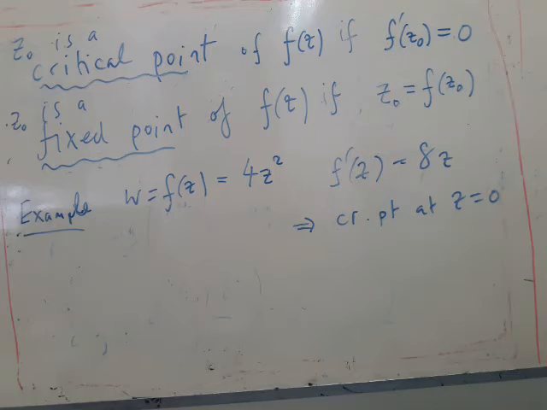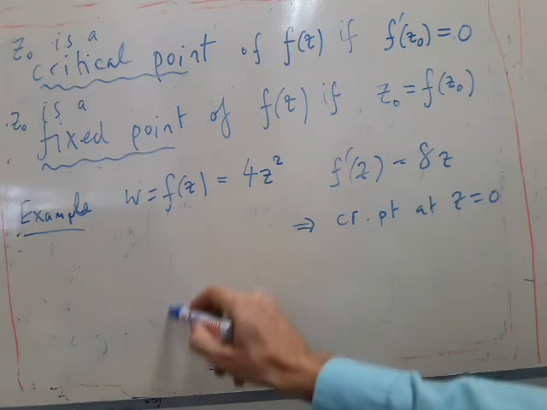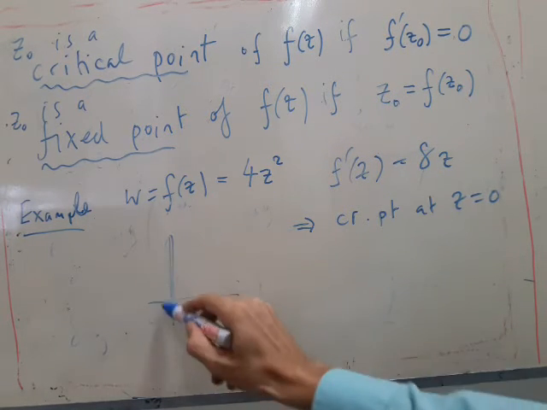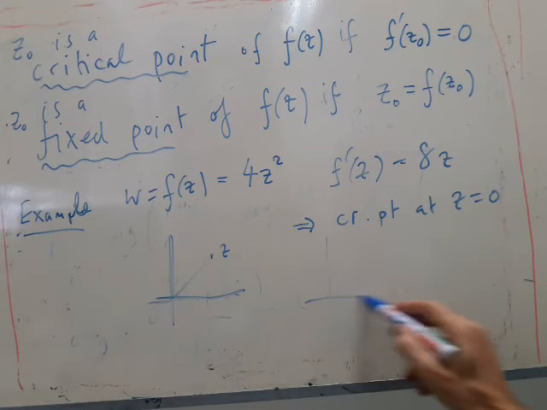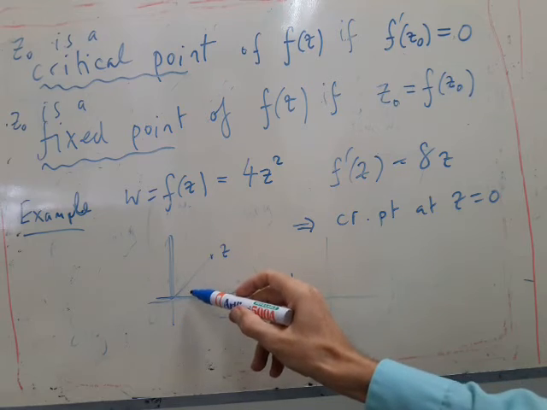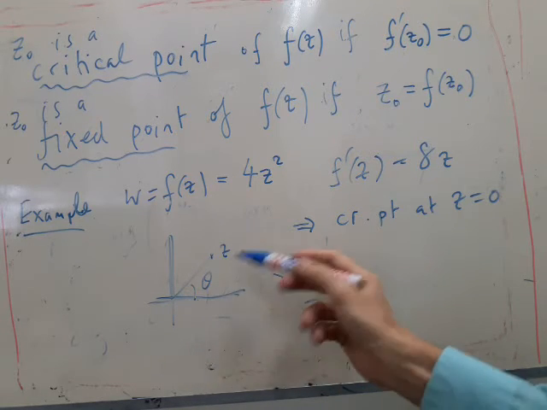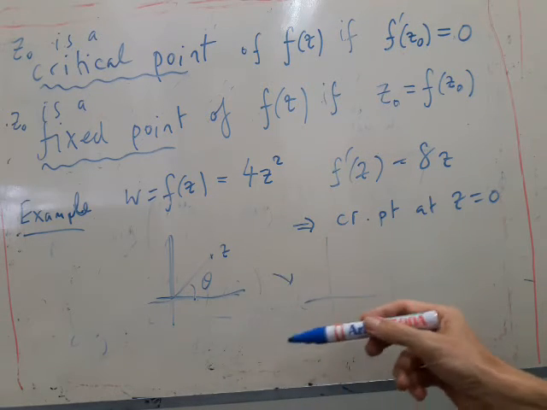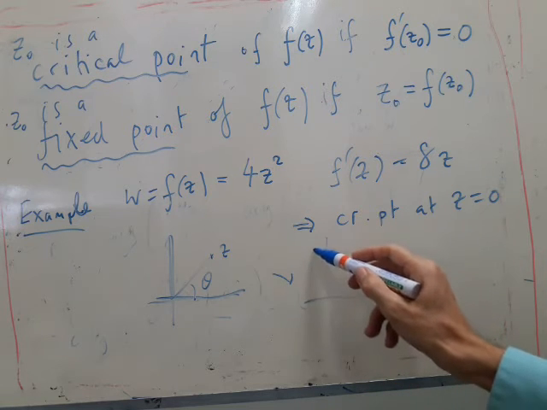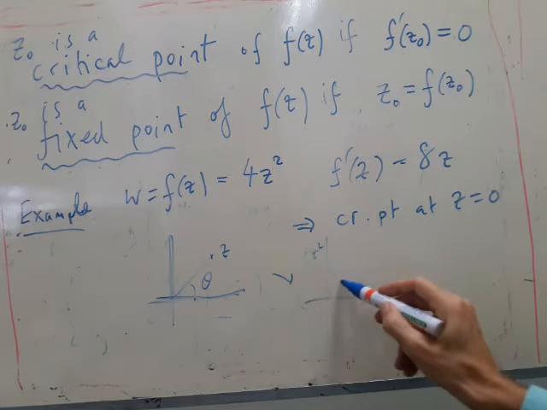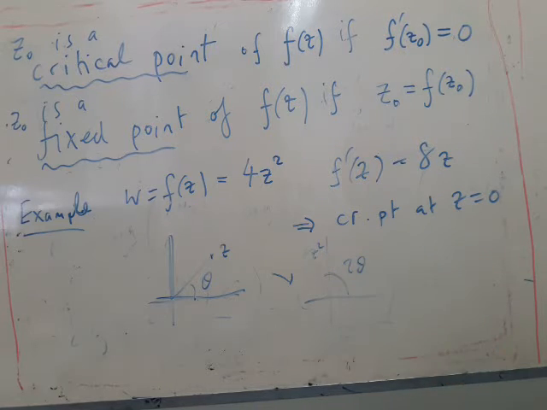Now, if you think about what the map actually does, it's squaring z. So if we just have some point z here, then what's going to happen to that point? Well, we know what happens when we square a number: the angle gets doubled. So basically 4z squared ends up being here with twice the angle in the w plane.